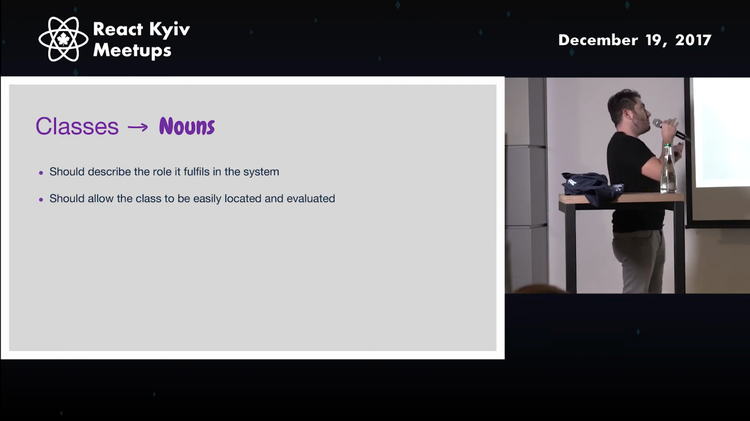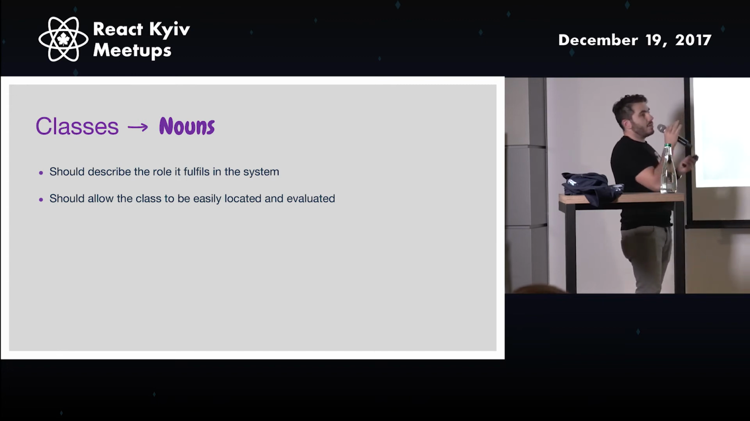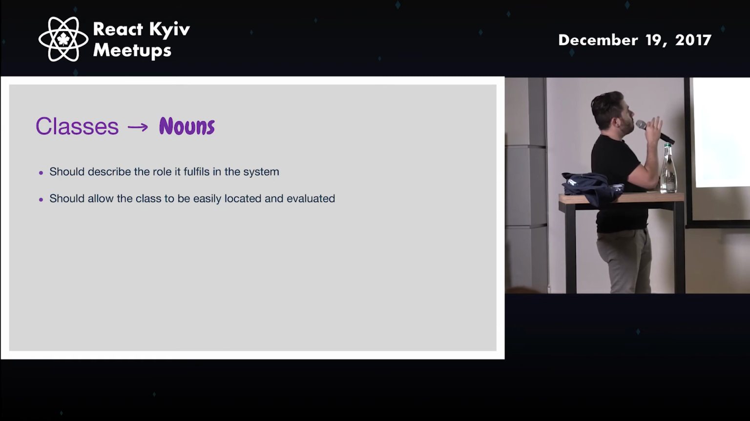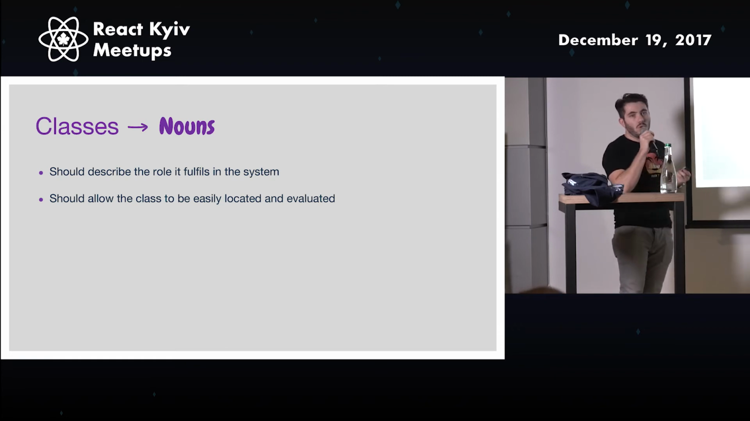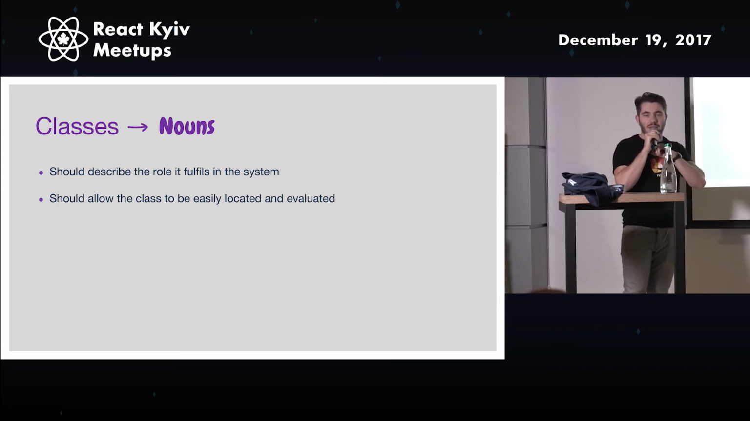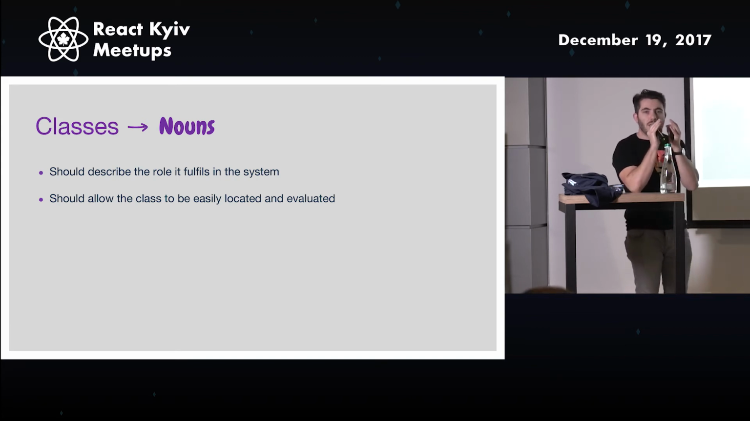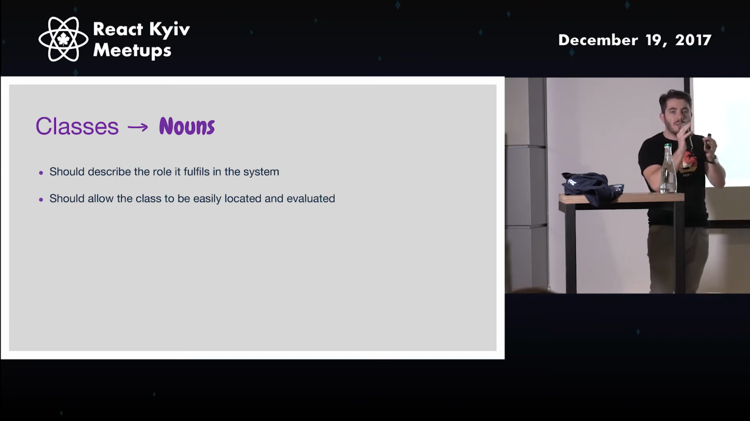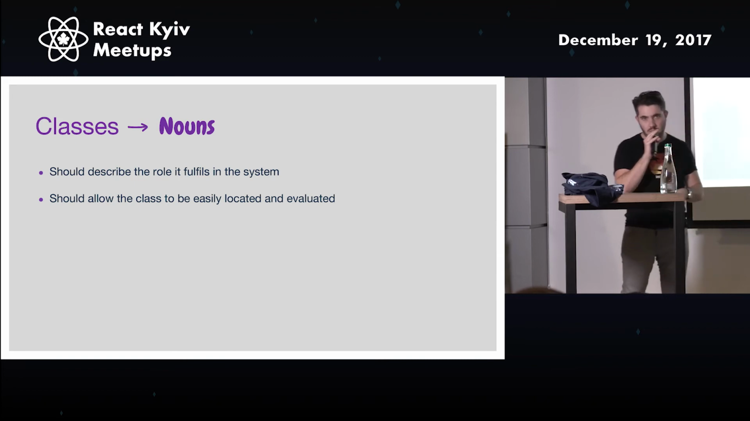A couple of less obvious classes should be nouns that describe the role the thing fulfills in your system. This relates to what we spoke about: the manager, the handler. It does not describe anything. The role needs to be specific, and when the name is specific, it will limit the stuff that can go inside that class or module or whatever it is. Okay?